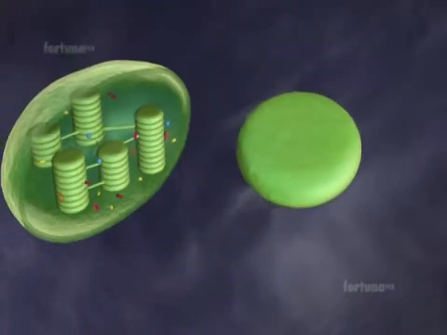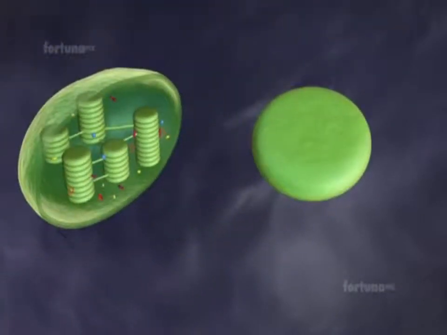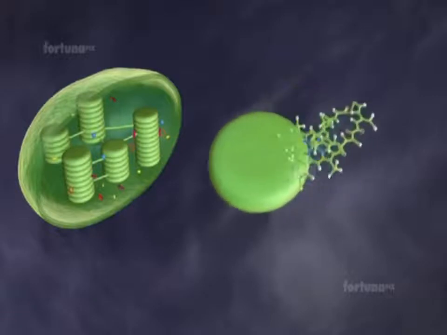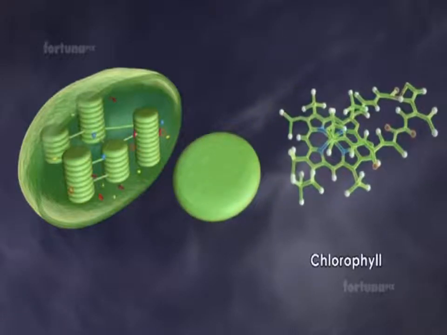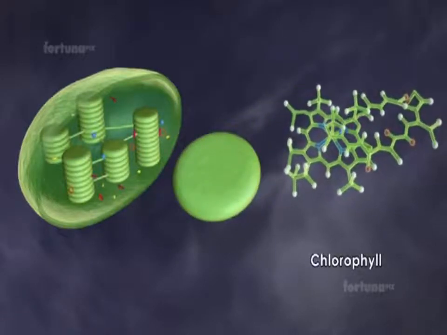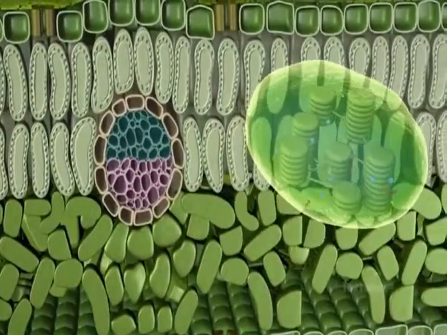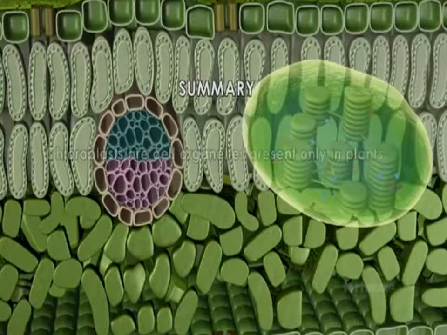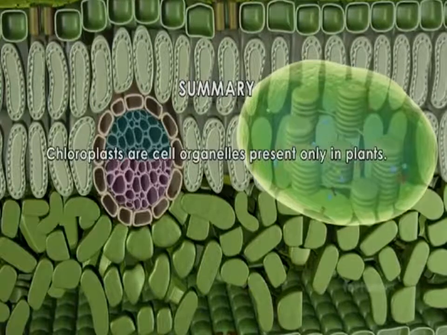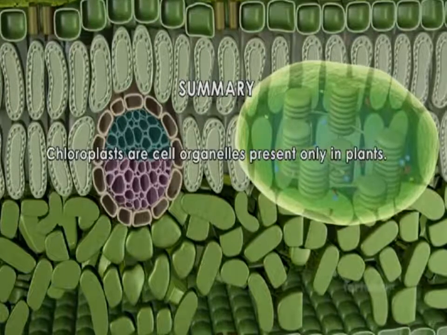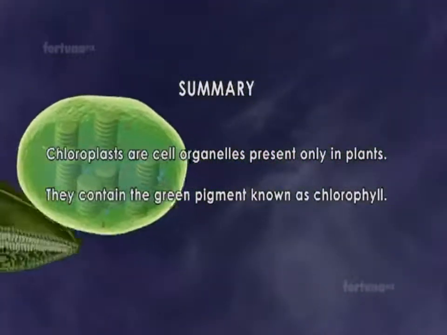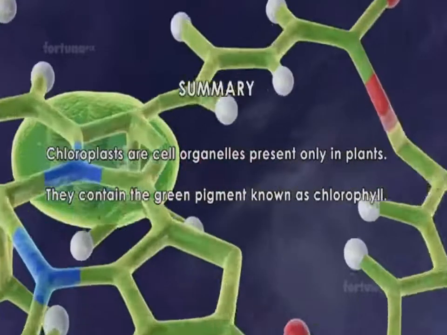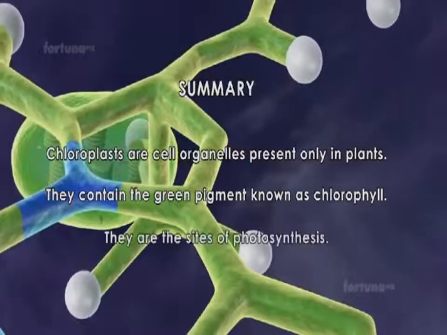On the surface of the thylakoids, molecules of green pigment called chlorophyll are present. Summary: chloroplasts are cell organelles present only in plants. They contain the green pigment known as chlorophyll. They are the sites of photosynthesis.